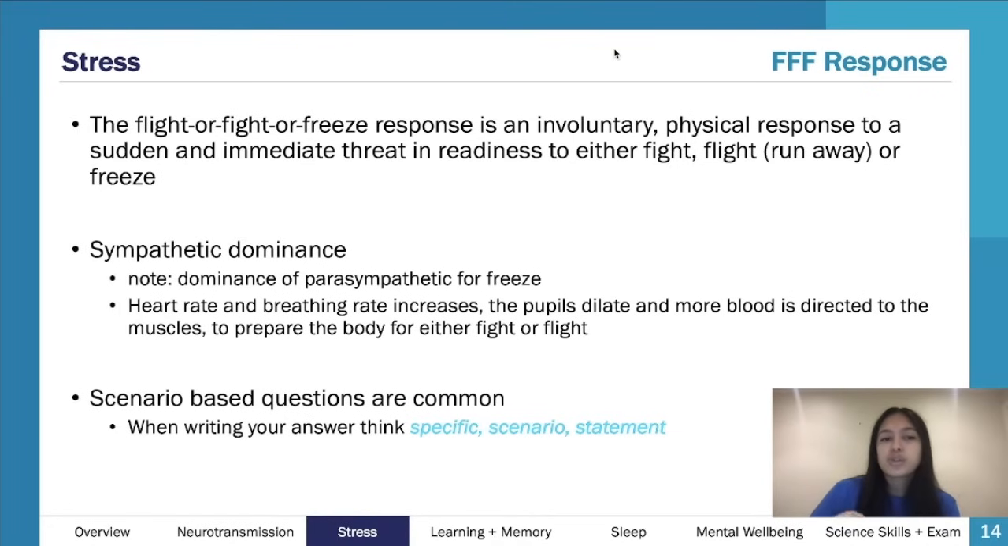Okay, moving on to stress. So we've got your flight, fight or freeze response. Remember that this is very involved with your sympathetic and your parasympathetic, and that's the table we saw before. And again, just what I was saying about your autonomic nervous system being automatic. That's why it's this idea of your involuntary response. You don't think about, okay, time to turn my sympathetic nervous system on, time to switch my parasympathetic off. Your autonomic nervous system coordinates it involuntarily.